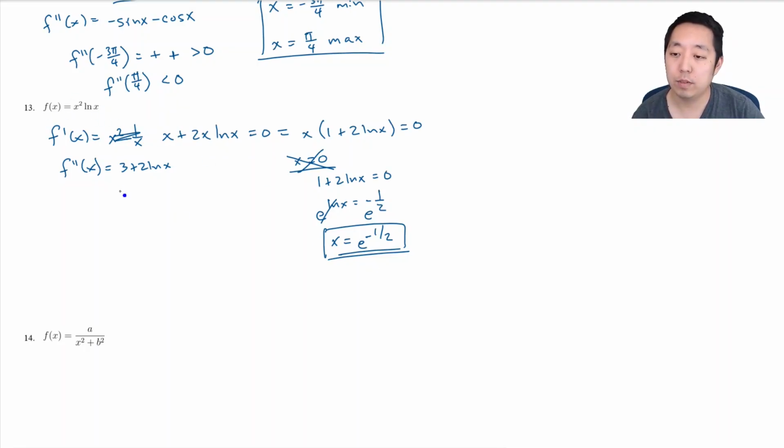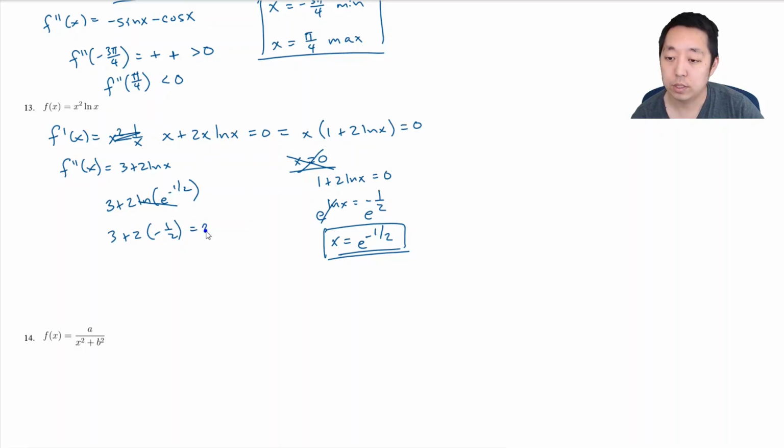So with e to the negative 1/2, I'm going to plug it into here. So 3 plus 2 ln of e to the negative 1/2. Ln and e cancel, so this is 3 plus 2 times negative 1/2. That's 3 minus 1. It's equal to 2. It's greater than 0. So that means this is concave up. That makes it a minimum.